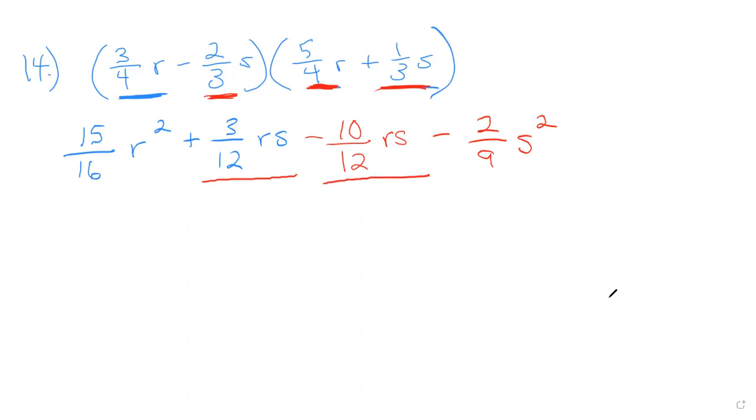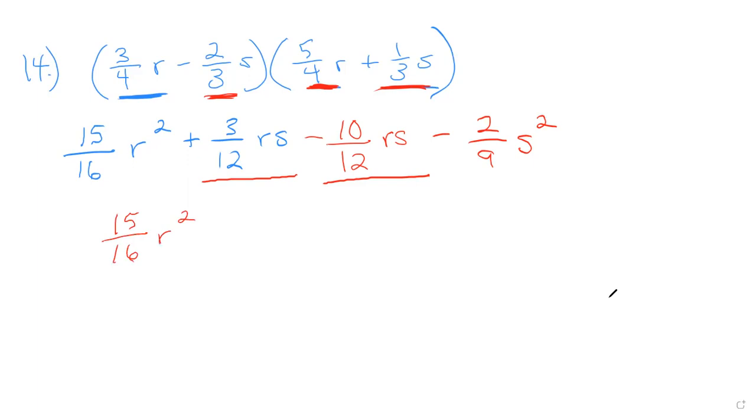When I say combine like terms, what we're looking for is, do we have the same variables? Do those variables have the same exponents? So yes, we do have the r's on both of those terms. And then, of course, I've got the negative 2/9 s squared. That's a different variable than the r squared. So really the only two terms I have there in the middle are what I combine together. The 15/16 r squared, I'm just going to bring down. There's nothing I can combine it with.